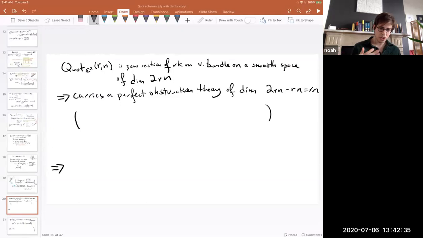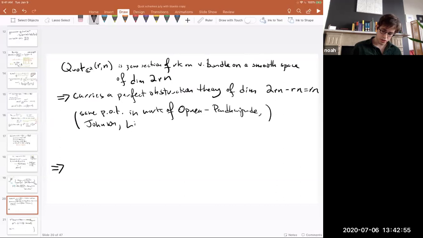And this obstruction theory showed up before. So, for example, the same POT in work of Oprea and Pandharipande, Drew Johnson, Unam Lim, and so forth.